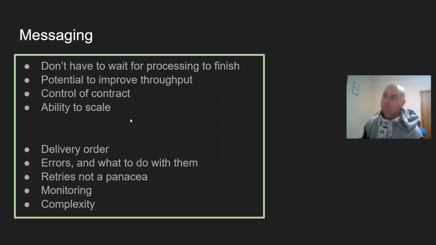And the final, and probably the most popular and in vogue, way of doing this is via messaging. One nice thing about messaging is that you don't have to wait for processing to finish, and that means that you might be able to improve your throughput. That's debatable. Like API calls, you can control your contract, and there's an ability to scale because you can separate the things that are performing the message from the message handling as well.